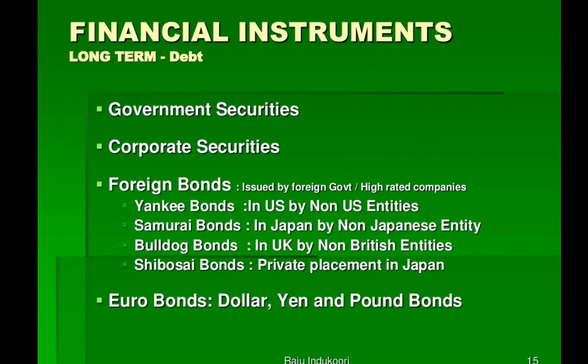Next, financial instruments are government securities, corporate securities, and foreign bonds. Government bonds are debt instruments issued by the central and state governments of India. Issuance of such bonds occurs when the issuing body, that means central and state governments, faces a liquidity crisis and requires funds for the purpose of infrastructure development.